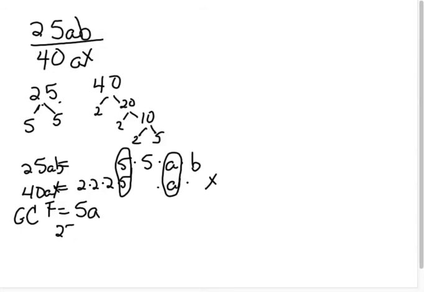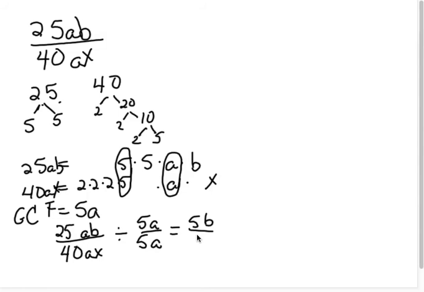So now I write 25AB over 40AX. Okay, and I'm going to divide everything by 5A over 5A. So I divide by 1. And so my answer is going to be 5B over, well, 2 times 2 times 2 is 8, over 8x, because the x is left over.